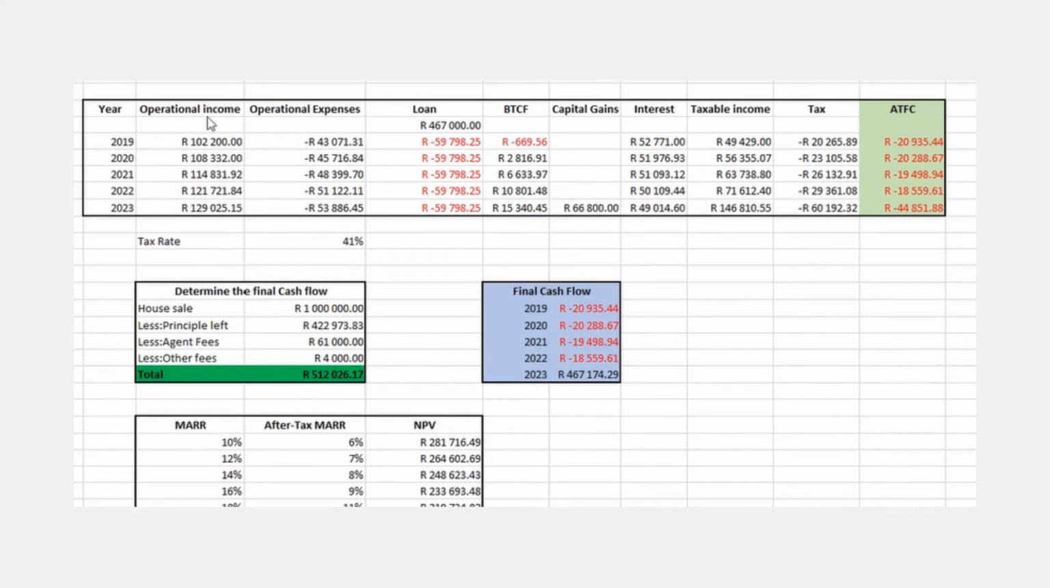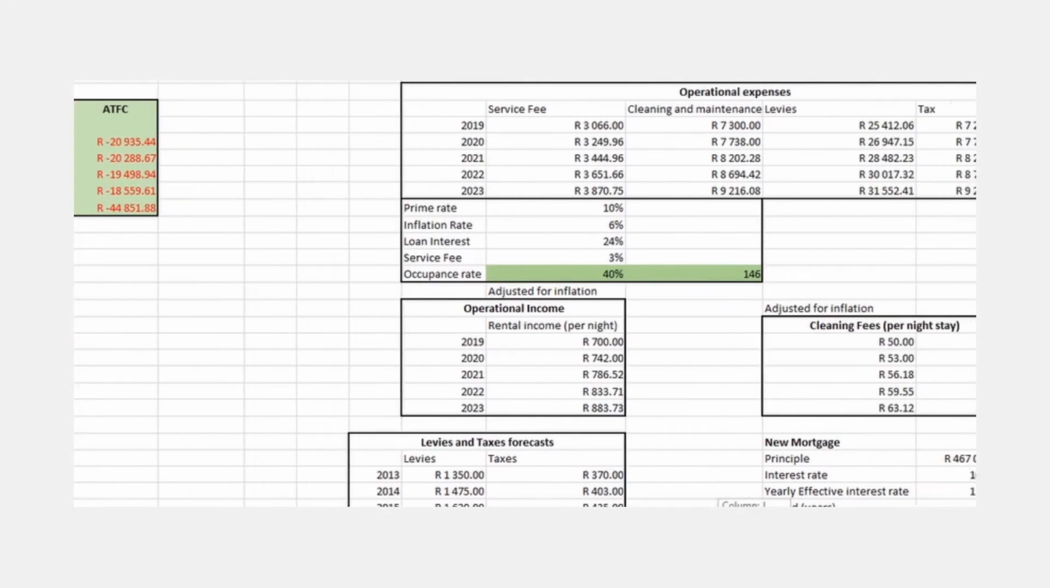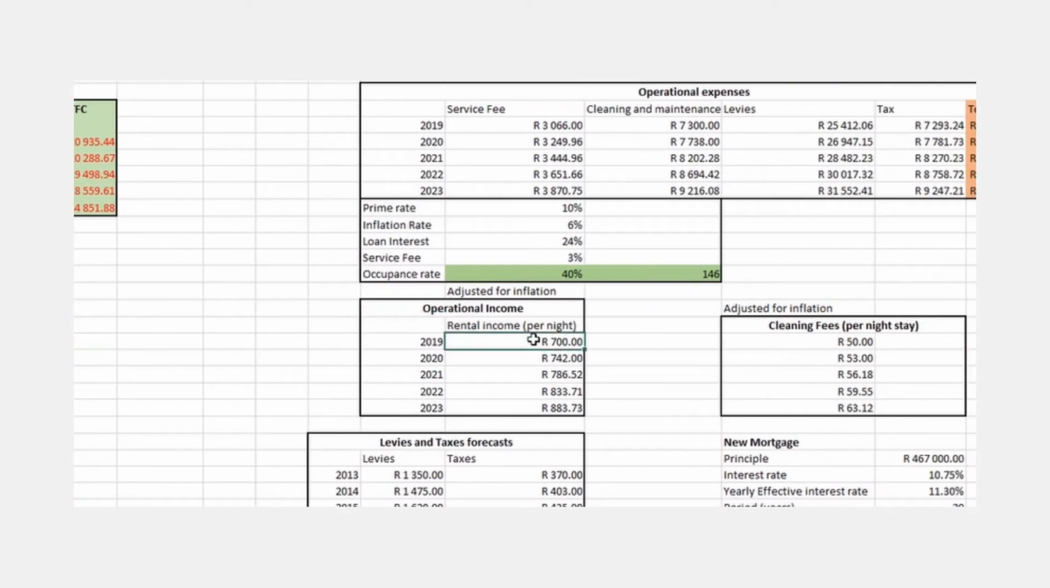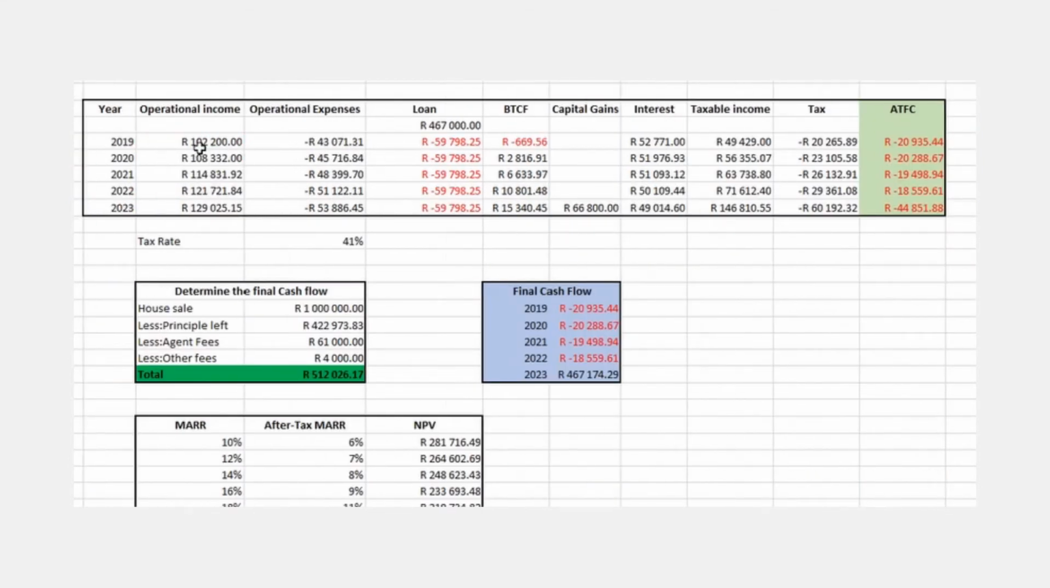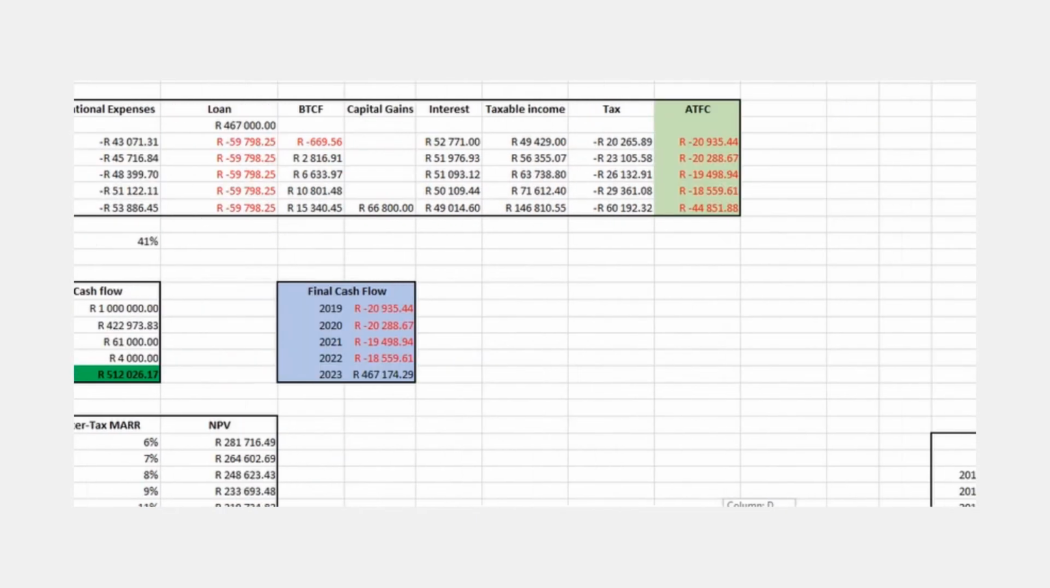To determine our operational income in this column over here, we go over here and we see that our nightly rate is about 700 Rand per night, and our occupancy rate is about 40%, which means we have people staying in the house for 146 days of the year. And so this is quite simple. We just multiply this by this to get our operational income, and this is also then just adjusted for inflation each year.